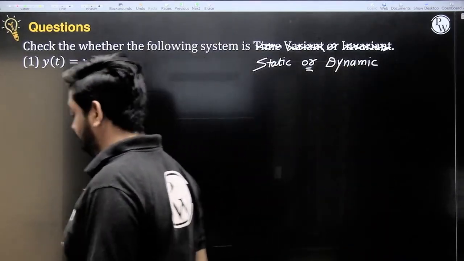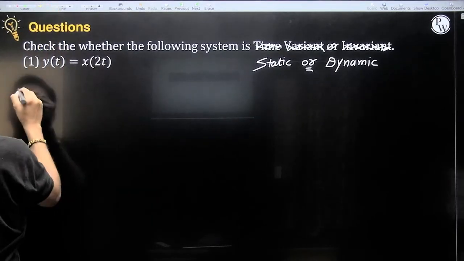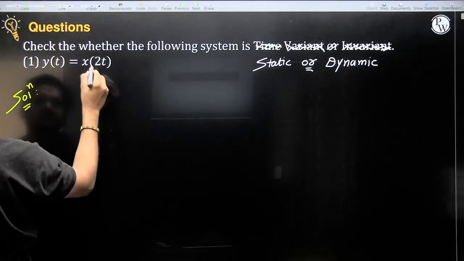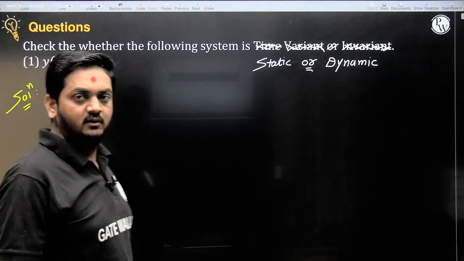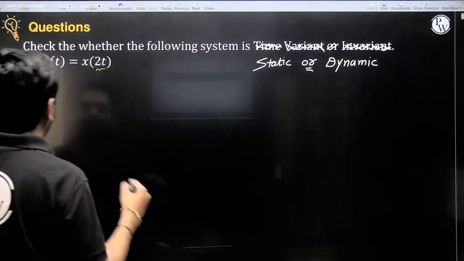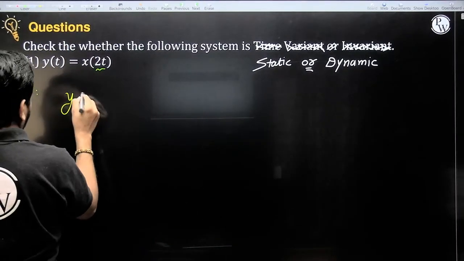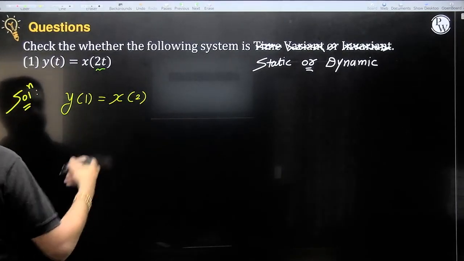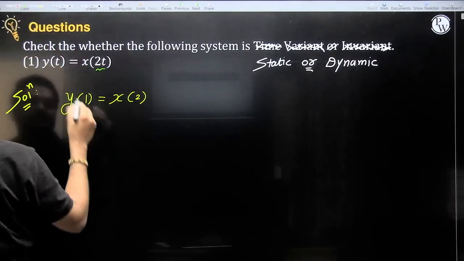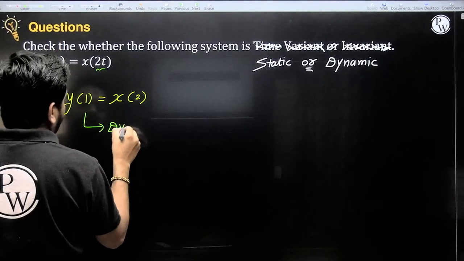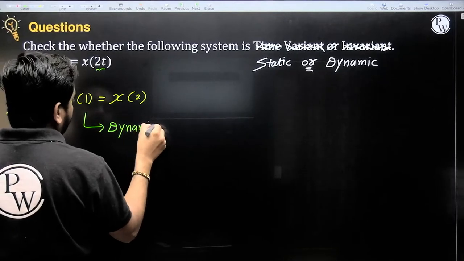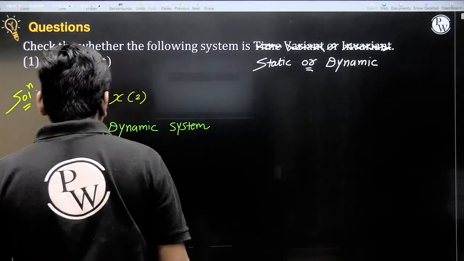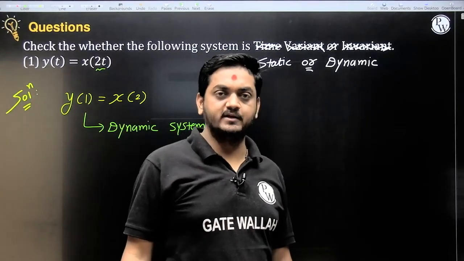Static or dynamic? Is the system static or dynamic? Now I told you, guys, see here, this is time compression, so definitely it will be dynamic only, because y of 1 is equal to x of something in the future. The present output depends on future input, that's why it is not static, it is dynamic, guys. For a system to be static, the present output should depend only on the present input of the given system.